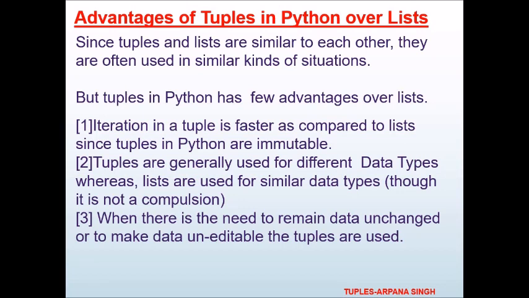And tuples are generally used for different data types, whereas lists are used for similar data types. It is not a compulsion, we can use different data types in a list also, but generally lists are used for similar data types. Where there is a need to keep data unchanged, there we use tuples. When we know that data will not be changed, it will remain constant and uneditable, or through the program we want to make the data uneditable, in that case we prefer to use a tuple.